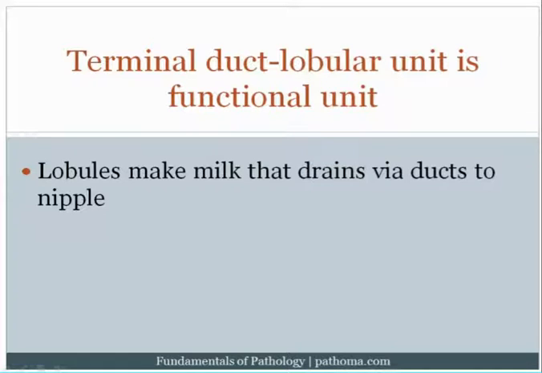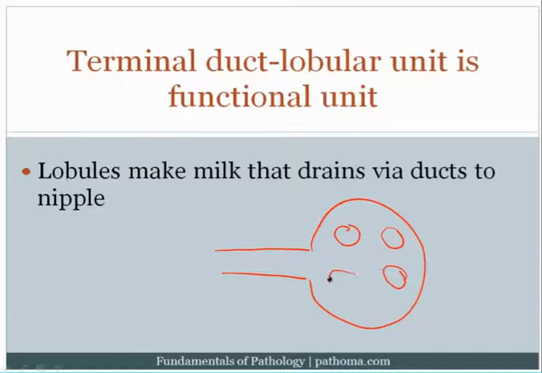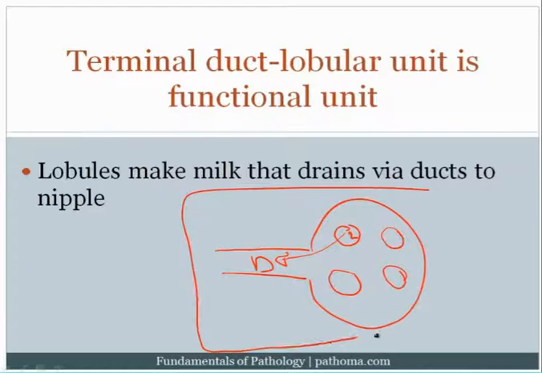Now, the functional unit of the breast histologically is called the terminal duct lobular unit. And the idea here is that you've got this duct, and this duct feeds into something called a lobule, and the lobule contains these little glandular spaces, and these little glandular spaces are what make milk. So this is the lobule, and this is the duct. It's the job of the lobule to make milk, and then it's the job of the duct to drain that milk out to the nipple. And this functional unit here, this entire thing, this is the terminal duct, the very end of the duct, and this is the lobule. So that's called the TDLU, or the terminal duct lobular unit.